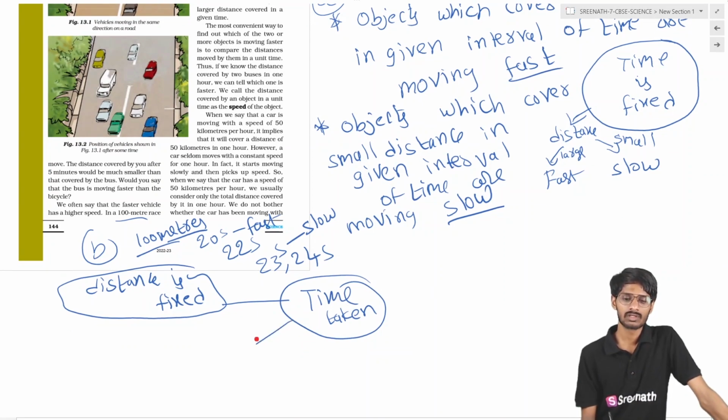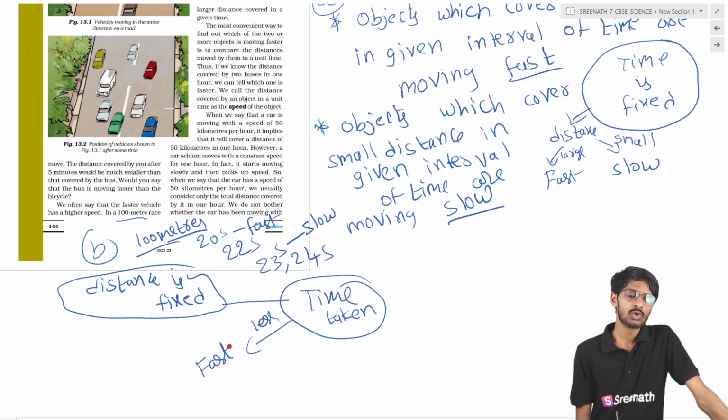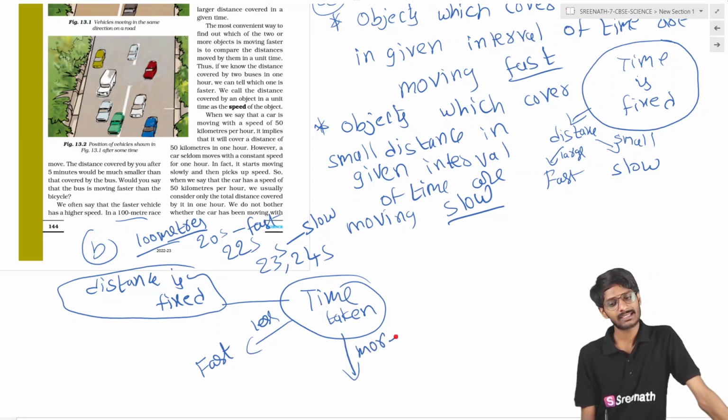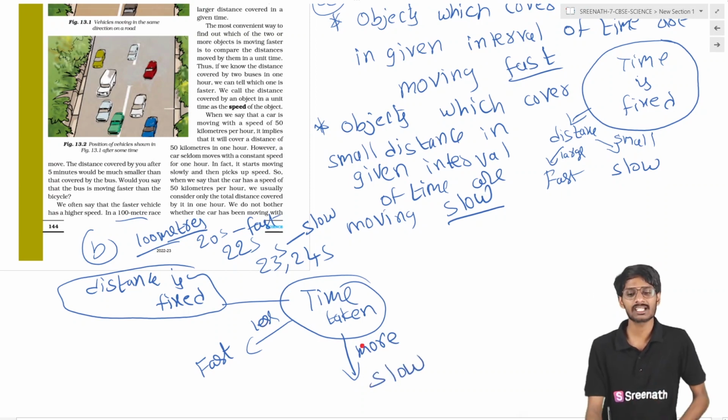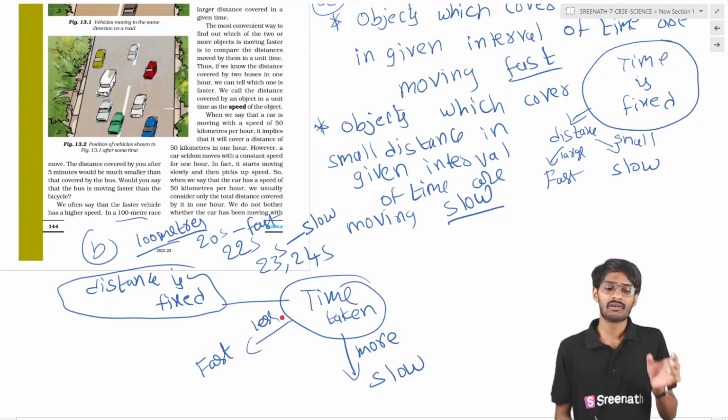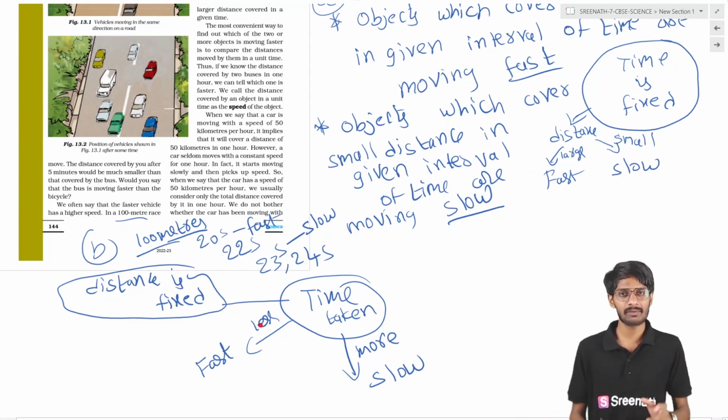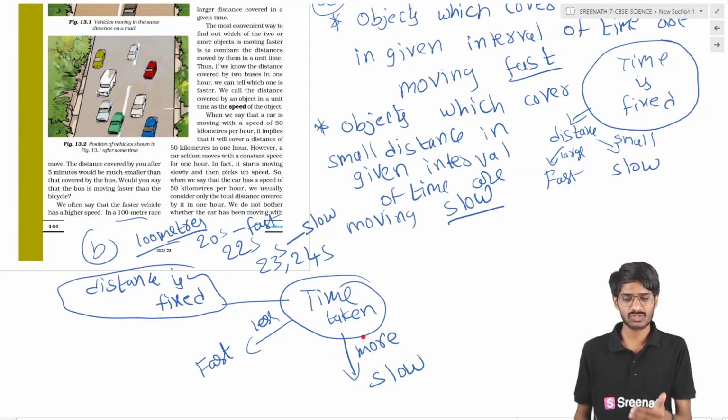Whoever is taking less time is fast. To cover this distance, who is taking less time? That person or that object is moving fast. Those who are taking more time, or high time, are moving slow. Here also, students, I used the words less and more. Less and more mean that this time is less when compared to the remaining times, so we decided this time as the less time.